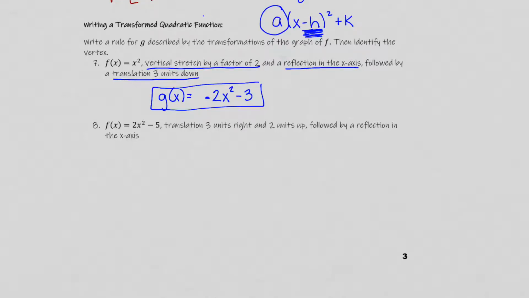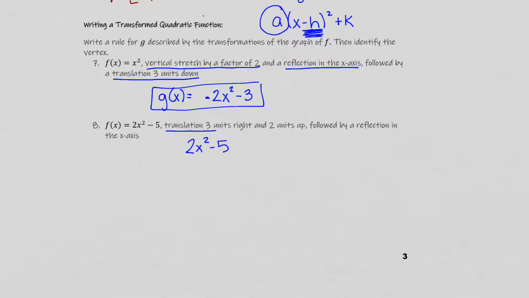All right, now for number 8, f of x is no longer the parent function. It is 2 times x squared minus 5. So we've got to do the things in order. So I'm just going to write f of x. It is 2x squared minus 5.